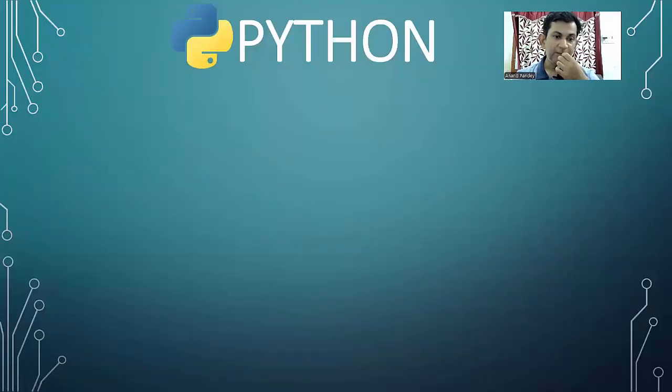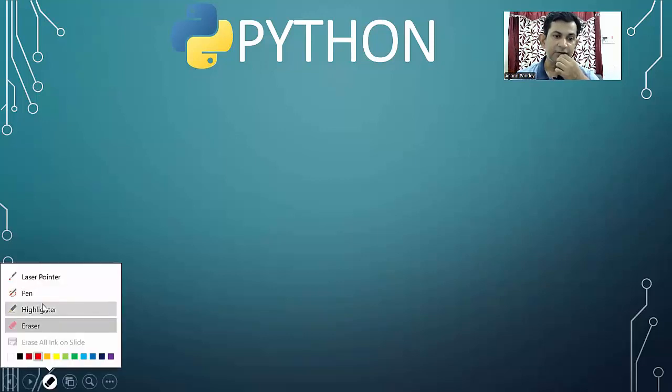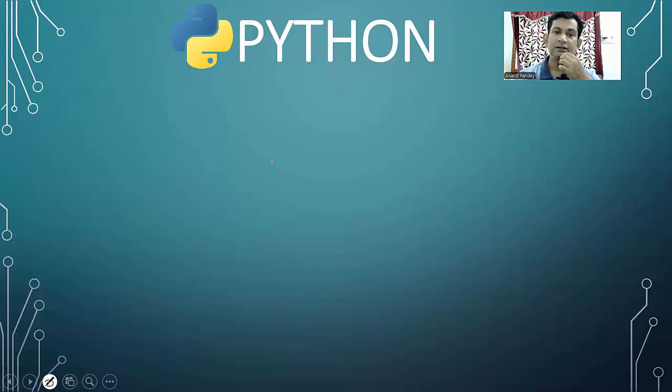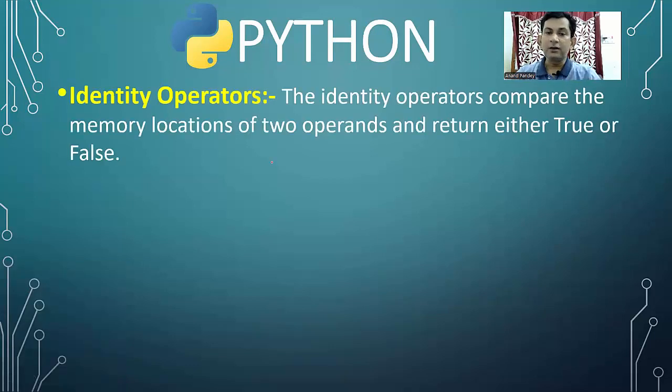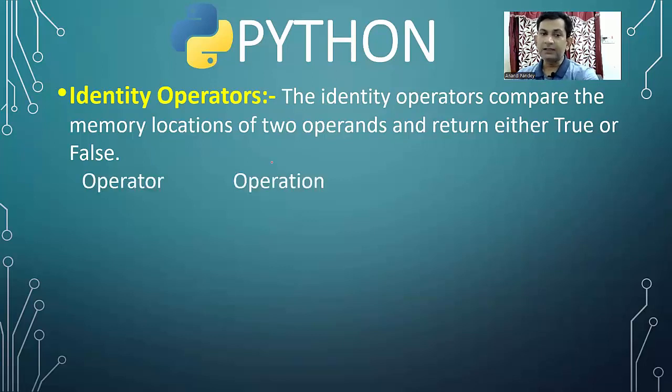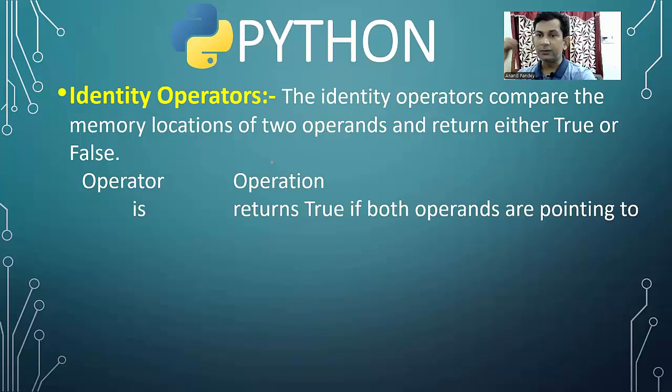In Python, we have two identity operators. Before that, identity operators compare the memory locations of two operands and return either true or false. Python has two identity operators.